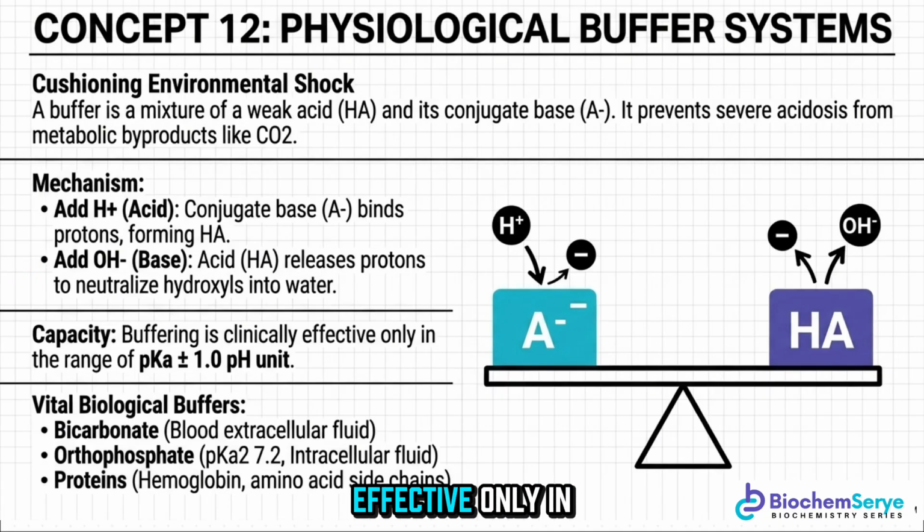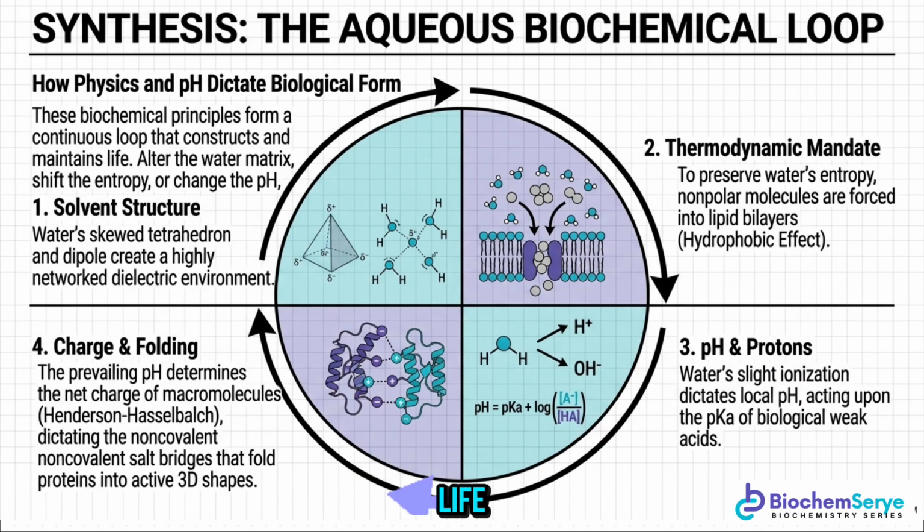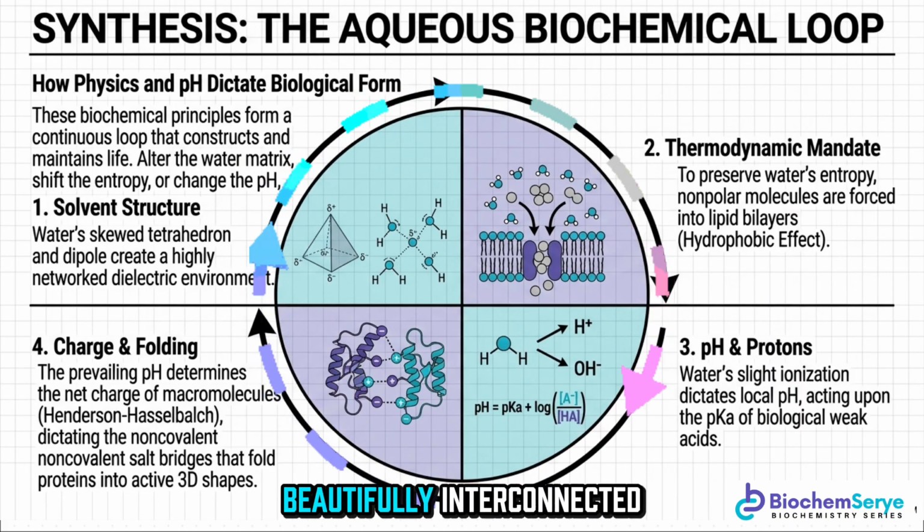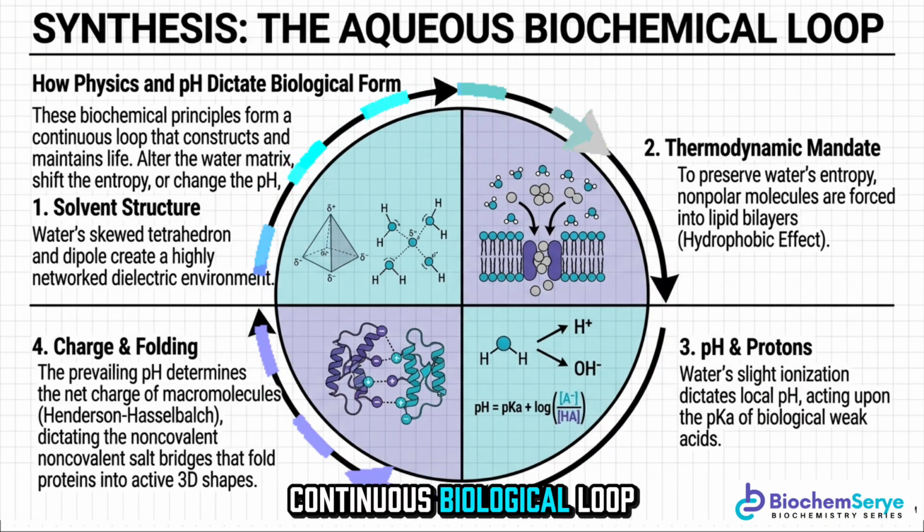Buffering is clinically effective only in a tight range of the pKa plus or minus 1.0 pH unit. Vital systems like the bicarbonate buffer in extracellular fluid and orthophosphate inside the cell act as these life-saving physiological shock absorbers every second of your life. This all comes together in one beautifully interconnected, continuous biological loop.